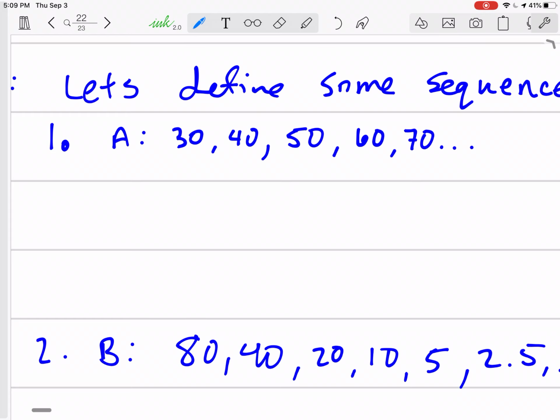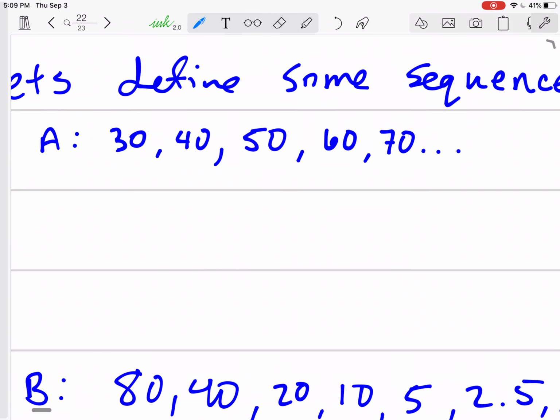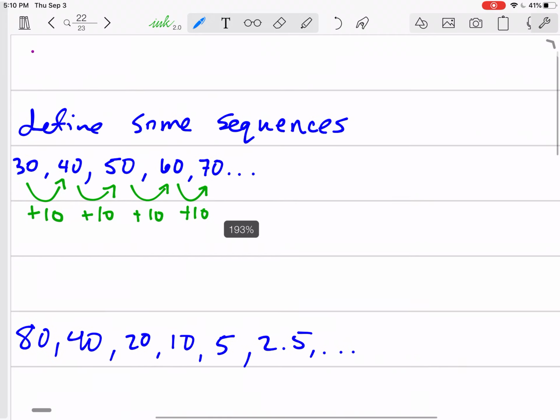this. First thing we should do when we look at any sequence is try to figure out what the pattern is. I notice this sequence goes from 30 to 40, 40 to 50. Should be pretty obvious that this sequence is adding by 10. Sometimes it might not always be obvious that we have a consistent pattern here, or what we're doing in terms of like addition in some cases.